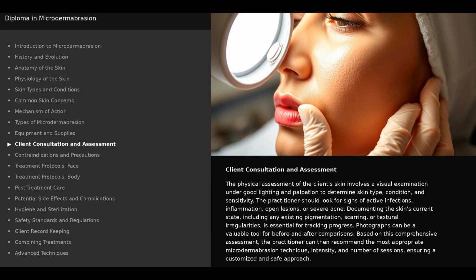Photographs can be a valuable tool for before and after comparisons. Based on this comprehensive assessment, the practitioner can then recommend the most appropriate microdermabrasion technique, intensity, and number of sessions, ensuring a customized and safe approach.